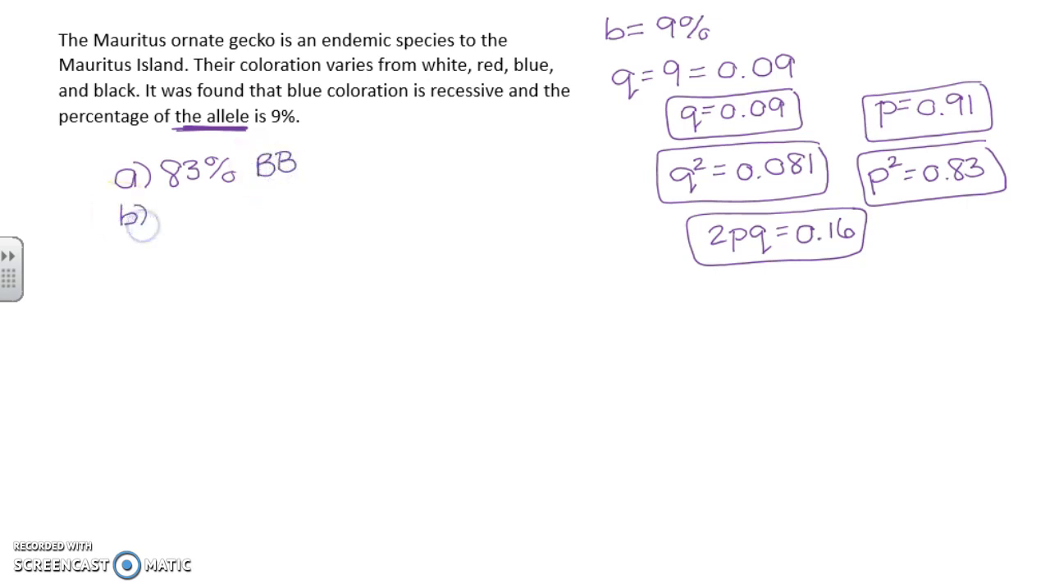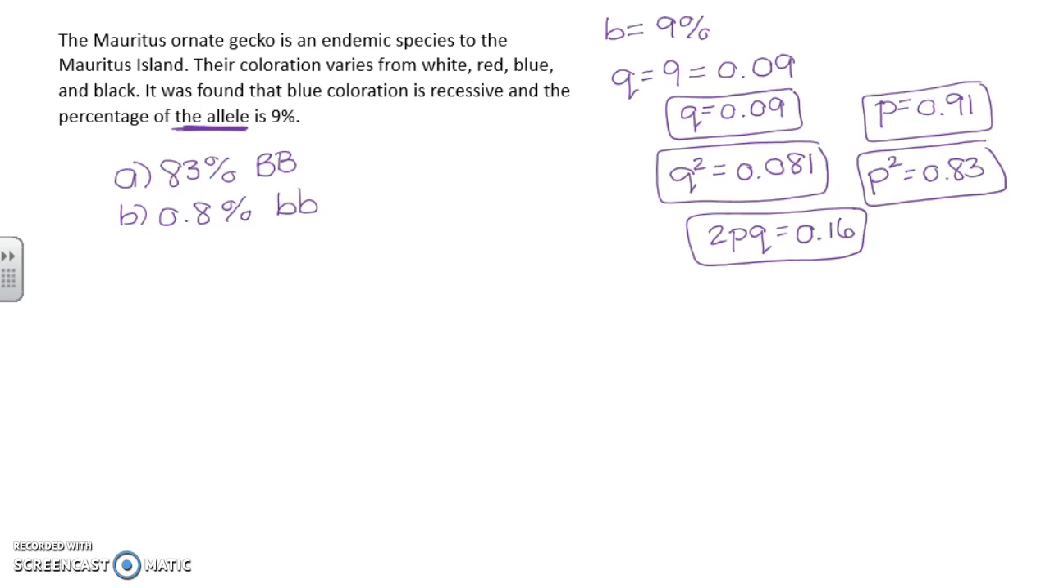Then only 0.8% of the population has the recessive allele. In this case, if you find a blue gecko, you are lucky because they're not so common.